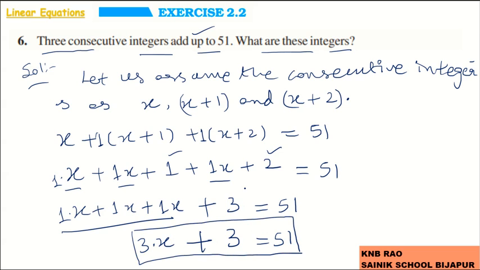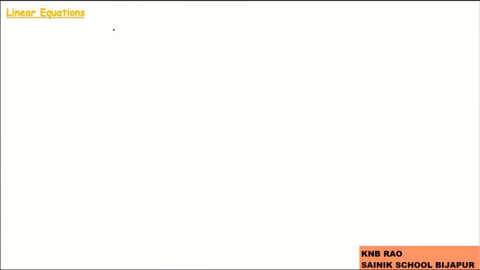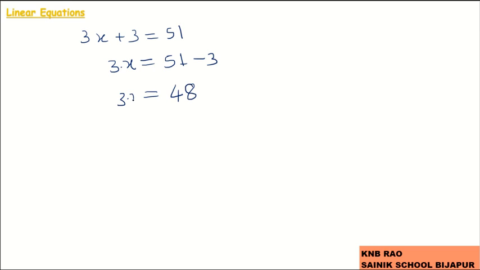Now we will solve this equation. We have 3x plus 3 equals 51, and this addend 3, if it comes to this side, becomes a subtrahend. So we keep the variable term alone on the left hand side, and the rest of the things we send to the right hand side. Now 51 minus 3 is 48, which equals 3x.